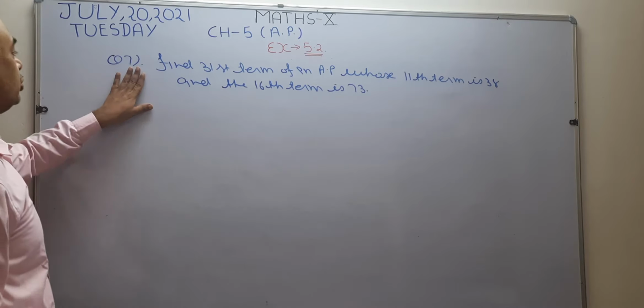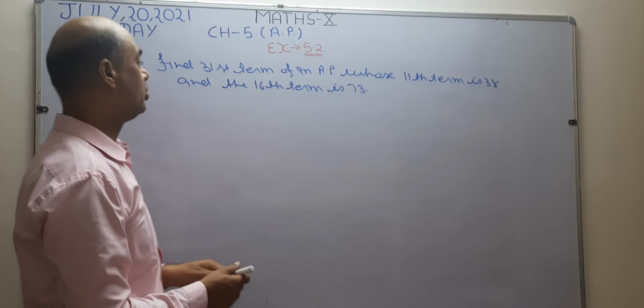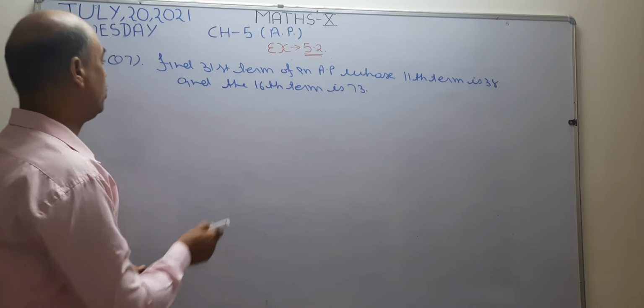Now we want to solve question number 7. Find the 31st term of an AP. In this question, we are going to find the value of the 31st term of an AP, whose 11th term is given, meaning A11 is 38. After that, the 16th term is given, which is 73. We are going to find the value of the 31st term.